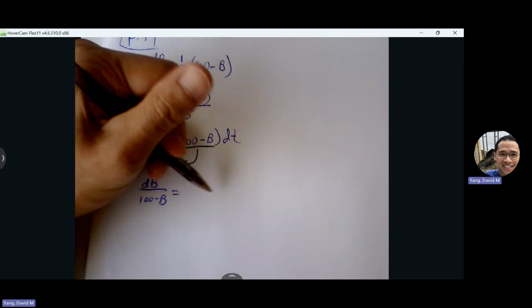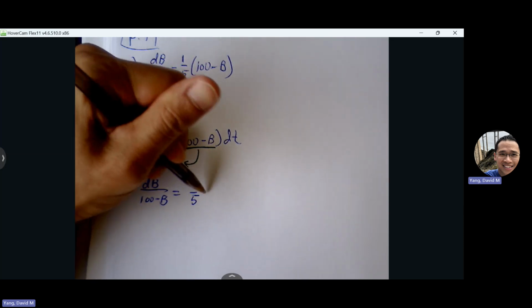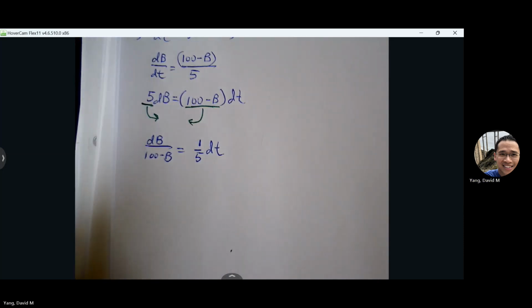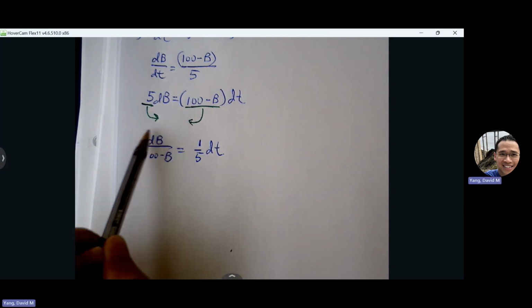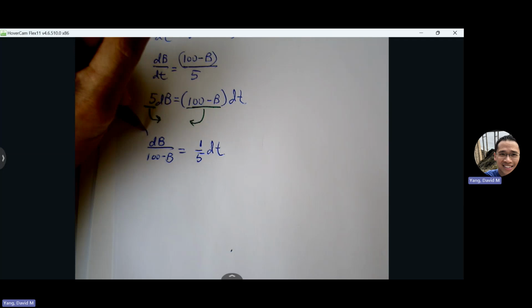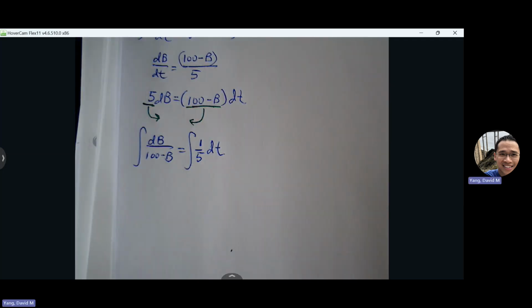And then dividing by 5 is the same thing as 1/5. So I'm just going to do this. Okay, we have full separation of variables. B's on the left, everything else on the right. So now we're ready to take our antiderivative.